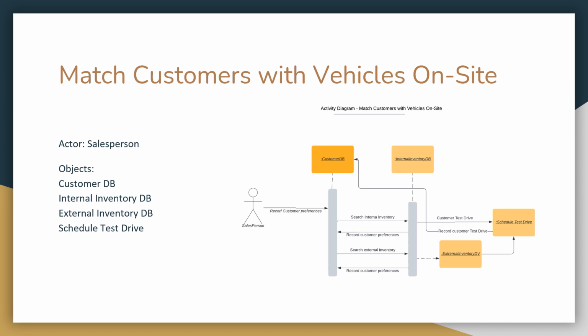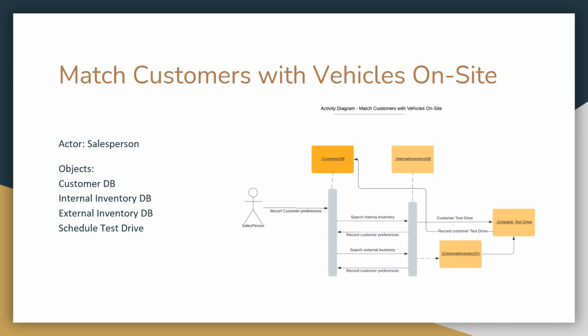Step two, once we have the customer's preferences, we look up their records in our database. This helps us understand their previous interactions with our dealership and any specific requests they have made in the past. Step three, our system then determines the results of an internal inventory search based on the customer's preferences. We check if we have any vehicles in stock that match the desired features and specifications.